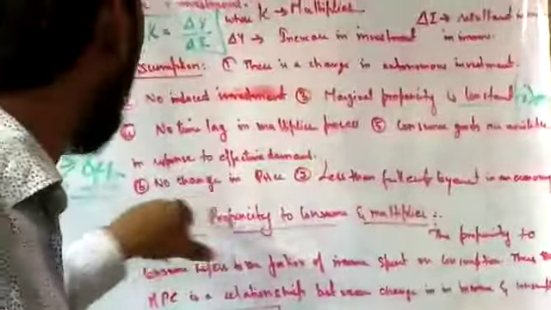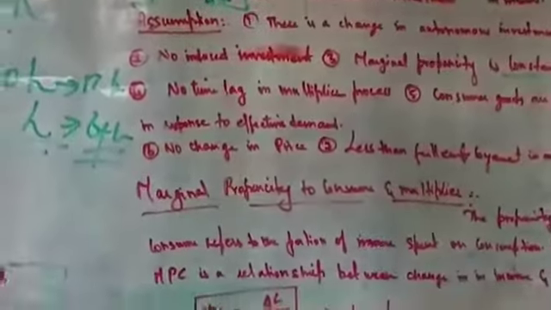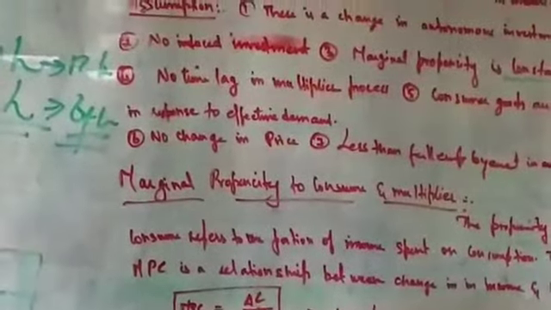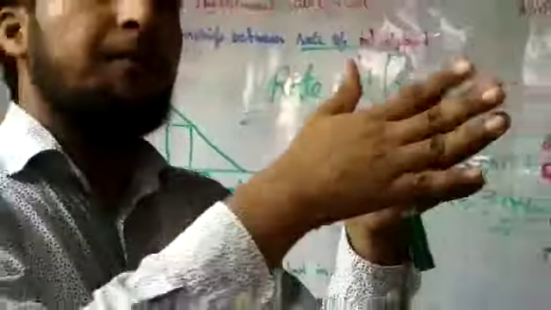It's very much fixed. Next, no time lag in the multiplier process in response to effectively. What happened here? There is no time lag in the multiplier process. It means we do not have to work from November to December, or from the accounting period, or from the calendar.